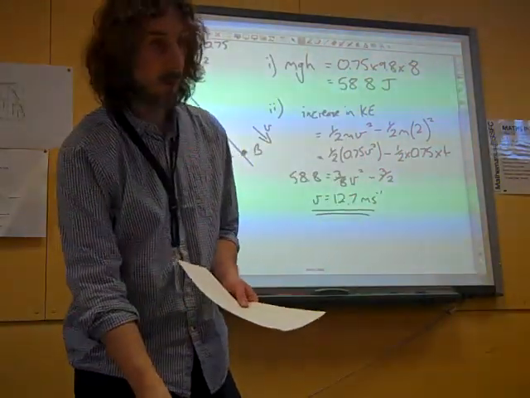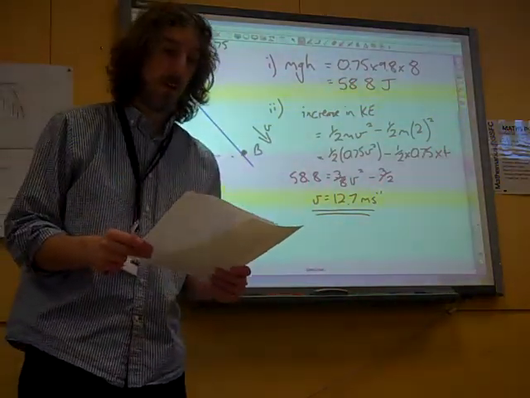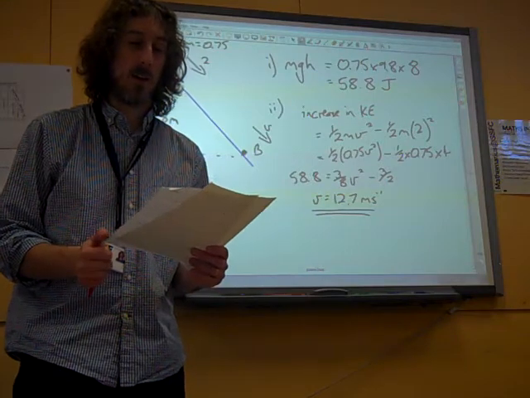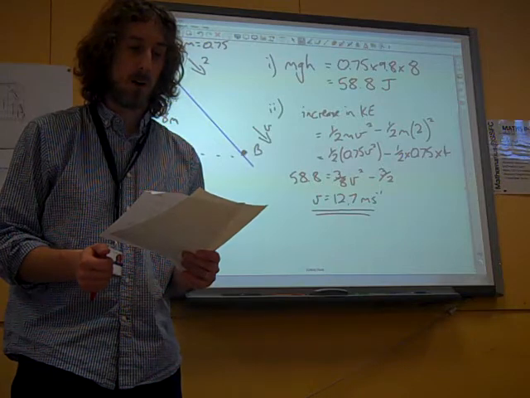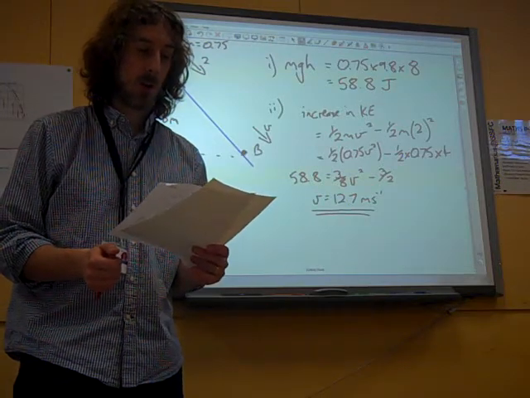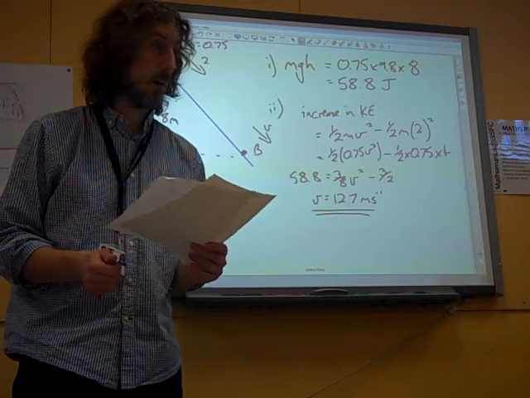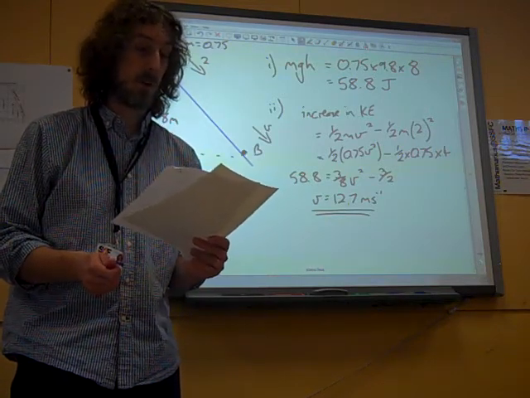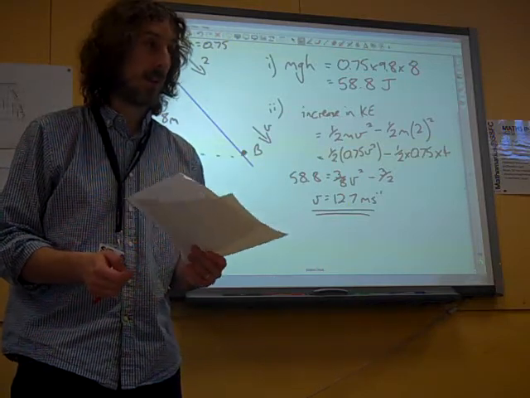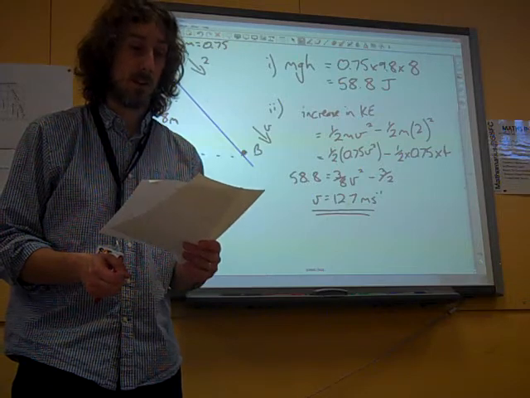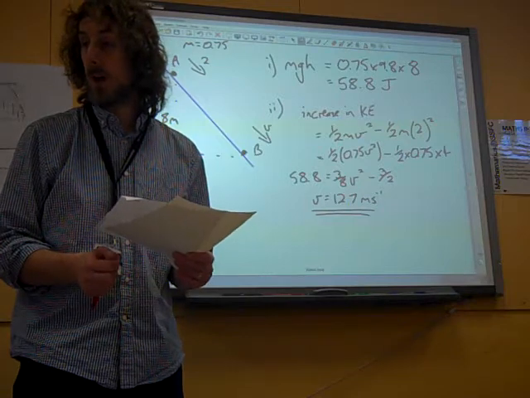4 marks. Your marks were for attempting a change in kinetic energy equation and then equating your change in kinetic energy to your potential energy from part 1 and solving it for the final mark. You could also have done equations of constant accelerated motion, being v squared equals u squared plus 2as, taking the acceleration as g sine theta, that's what you got for that. So that would have worked as well.